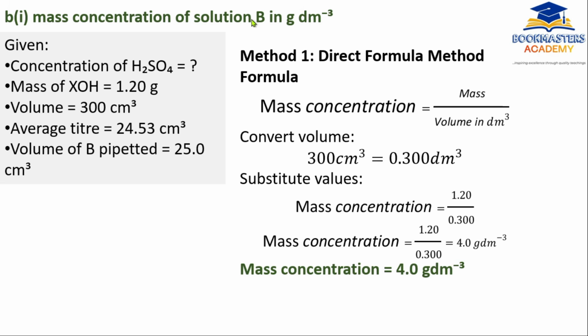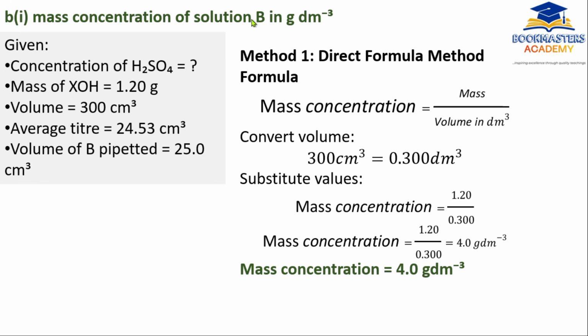To calculate the mass concentration of solution B, we can use a couple of methods. I highlighted two in this video. The first one is the direct formula method. Direct formula method just entails that if you're looking for mass concentration whose unit is gram per dm³, that means you can actually get the gram and get the dm³ of B and divide it. That's just what this formula method entails.